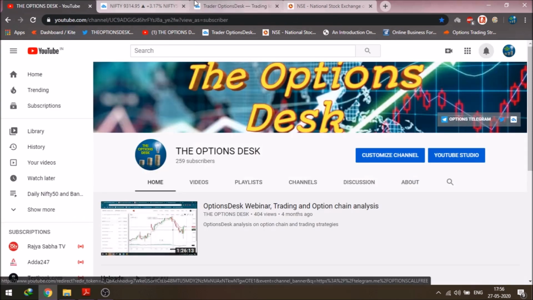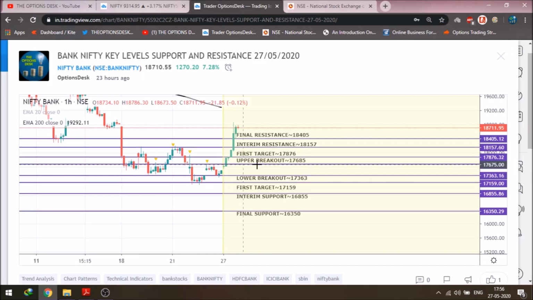I did give a call there in the Bank Nifty when the upper breakout was there, and for the first target, we made a decent profit of around 60 to 80 points in the Bank Nifty call.